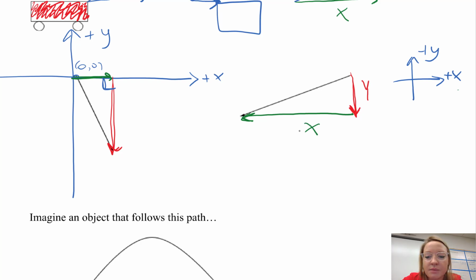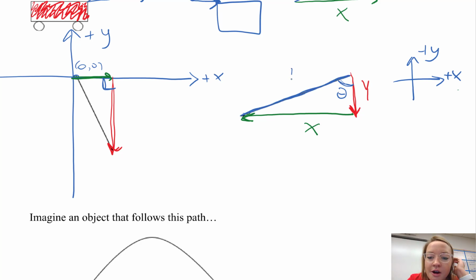Not to make anything too complicated, but if I knew an angle, like this angle theta right here, I could use trigonometry to find out what x and y actually are based on the length of this one.